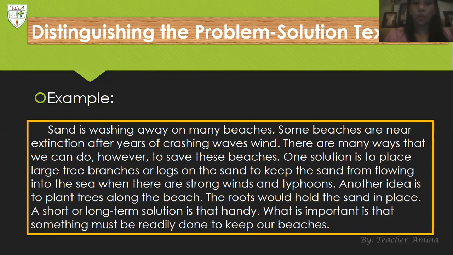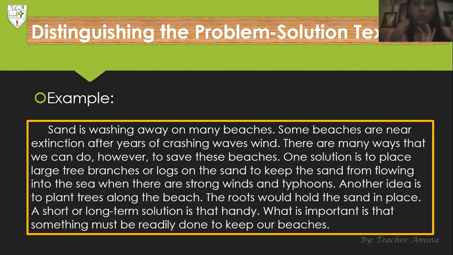Sand is washing away on many beaches. Some beaches are near extinction after years of crashing waves. There are many ways that we can do, however, to save these beaches. One solution is to place large tree branches or logs on the sand to keep the sand from flowing into the sea when there are strong winds and typhoons. Another idea is to plant trees along the beach. The roots would hold the sand in place. A short or long-term solution is handy. What is important is that something must be readily done to keep our beaches.